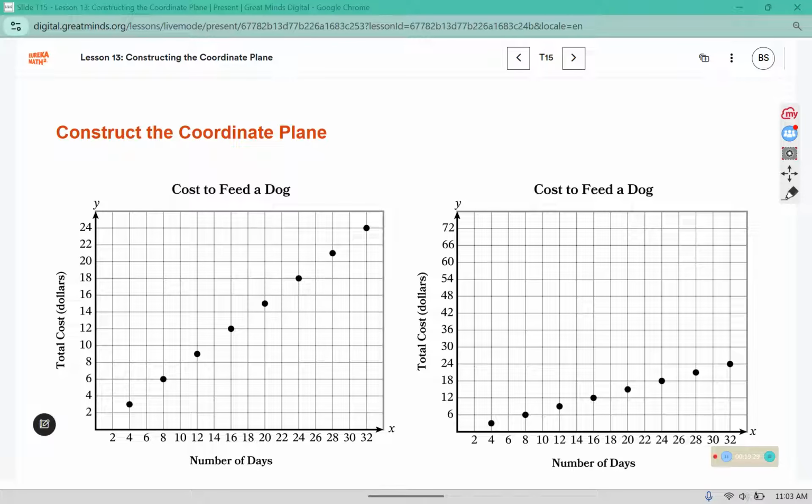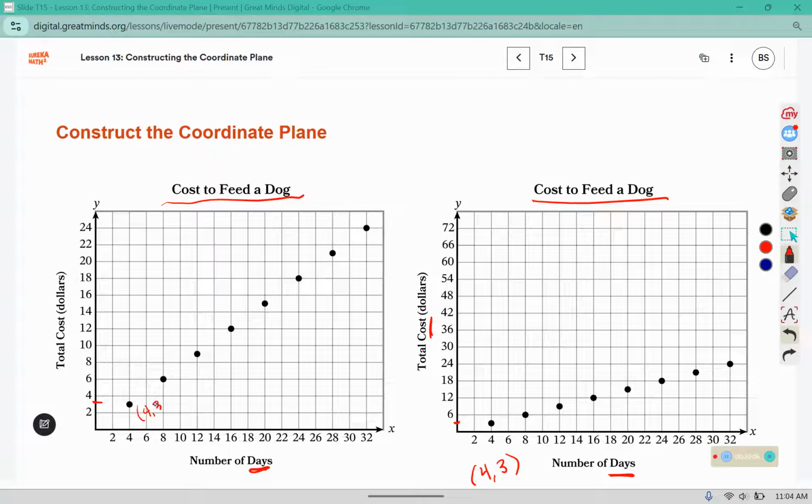Both of these graphs show the cost to feed a dog, but they look a little bit different even though they have the same coordinate points placed on them. This shows for 4 days, it would cost $3 because it's in between 0 and 6. So for 4 days, it costs $3. That's this point here. Over here, here's the days again. For 4 days, well, in between 2 and 4 is that number 3. It also costs $3.